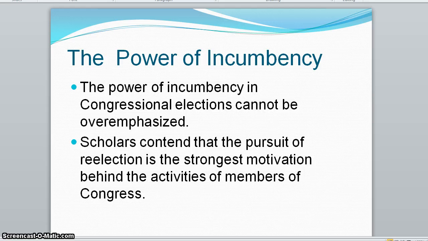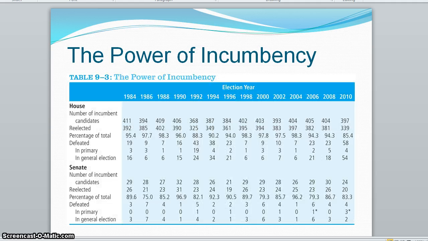Incumbents have a huge advantage in congressional elections. There have been dramatic re-election rates of House and Senate members, with over 90% for the former in the past 20 years. A major reason is their ongoing pursuit of re-election, including free publicity, constant media attention, personal appearances, newsletters, and reliance on their service to constituents. Again, here's a chart that outlines the power of incumbency.